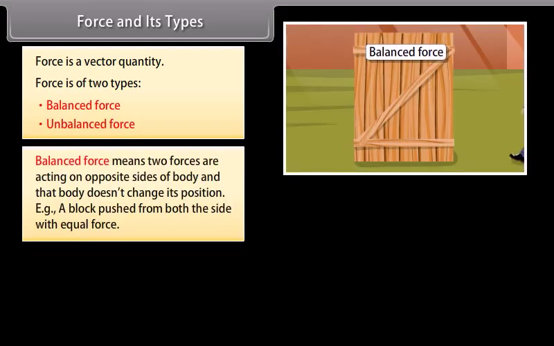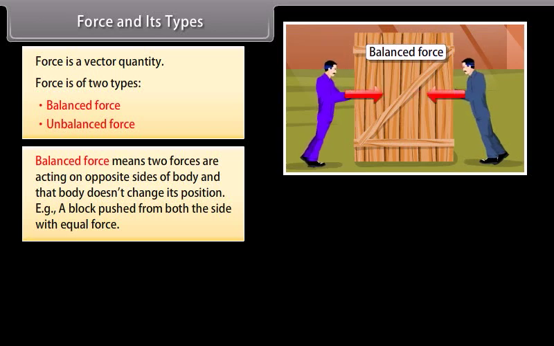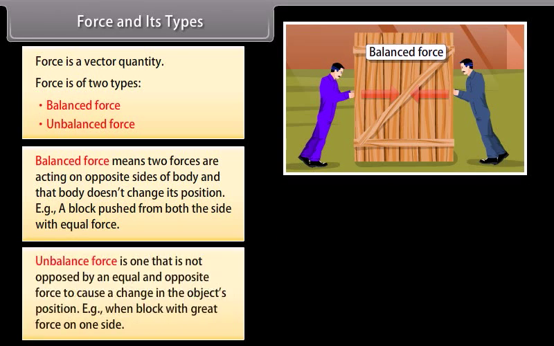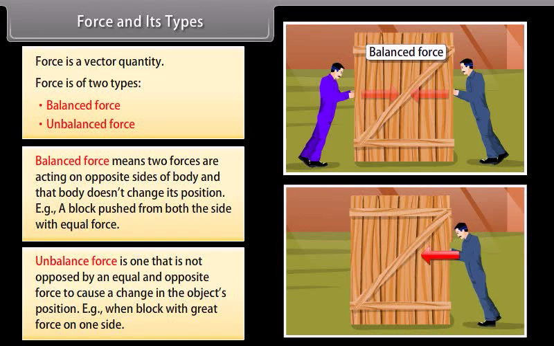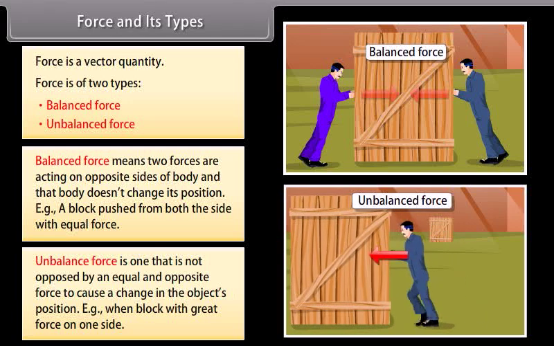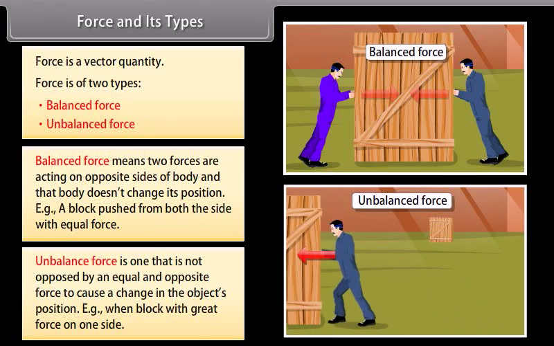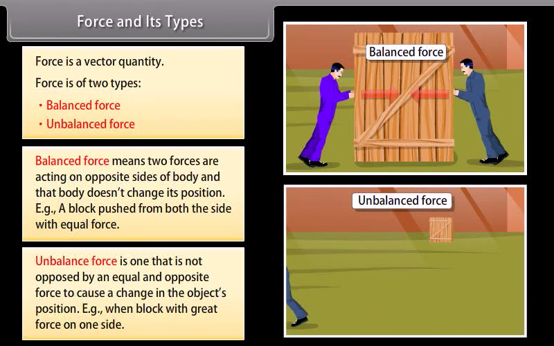Balanced force means two forces are acting on opposite sides of the body, and that body does not change its position. Example: a block pushed from both sides with equal force. Unbalanced force is one that is not opposed by an equal and opposite force, causing a change in the object's position. Example: a block pushed with great force on one side.